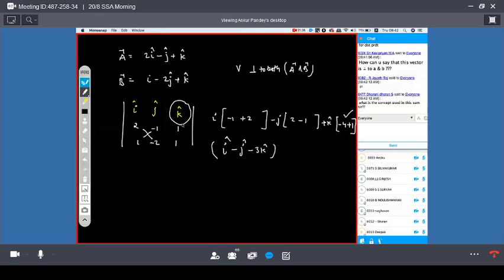Because this is a cross product. So cross product is always perpendicular to both the vectors utilized to bring the cross product. That is the definition of the cross product. Very good. If you require the outcome as a scalar, then use dot product. If you require the outcome as a vector, then you will use cross product.